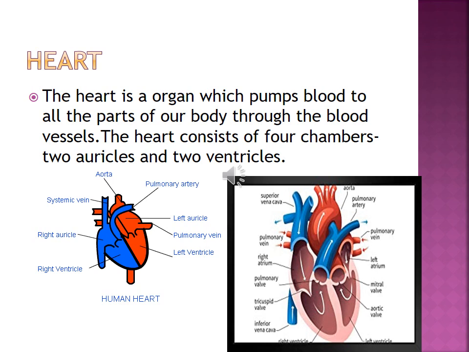Now come to the left side. The left side of the heart has oxygen rich blood, also called oxygenated blood, whereas the right side of the heart has carbon dioxide rich blood called deoxygenated blood. The left side is completely separated from the right side by a partition wall called septum.